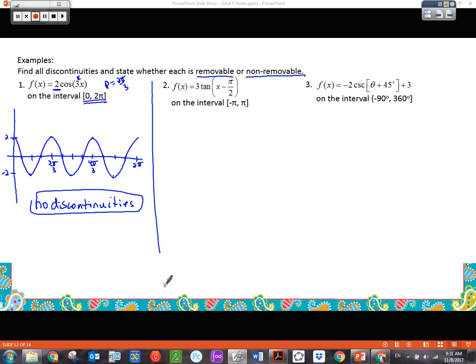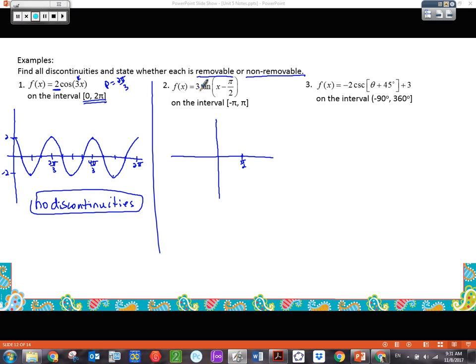So let's take a look at our second problem. Okay, so we're looking at tangent. It has a normal period of pi, but it's been shifted, hasn't it? It's been shifted by minus pi over 2. That means it's gone right pi over 2, hasn't it? So let's work on that. It's gone right pi over 2, so its little belly shifted over. This is tangent, so its little belly is shifted over.